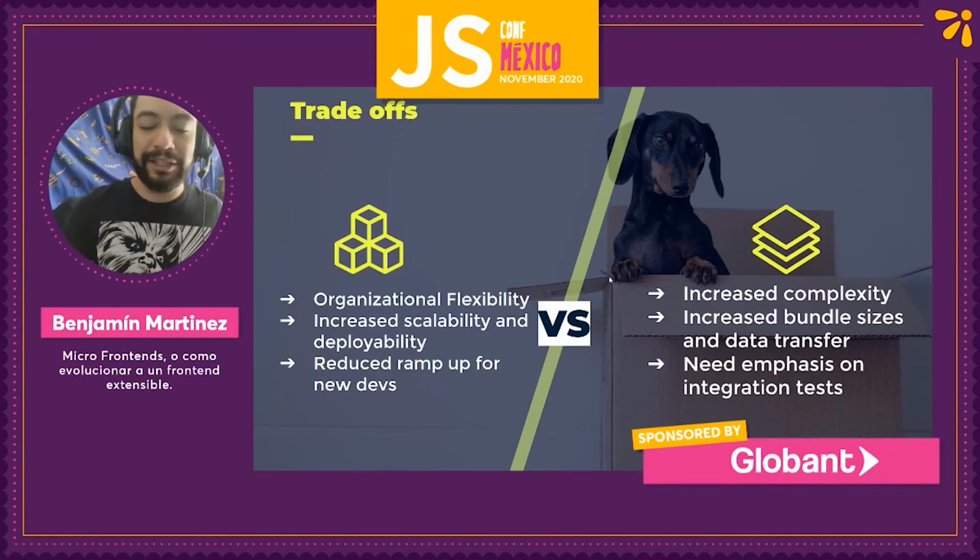The second thing, increased bundle sizes and data transfer. Let's remember, because they are separate apps, each one has the same dependencies, their own resources. So that's why the data transfer increases. So we need to watch out for that point. And the third one is very delicate. We need to emphasize integration tests. With different apps it is not only about testing each app, but the several apps, and that all the apps get along together, one with the other.